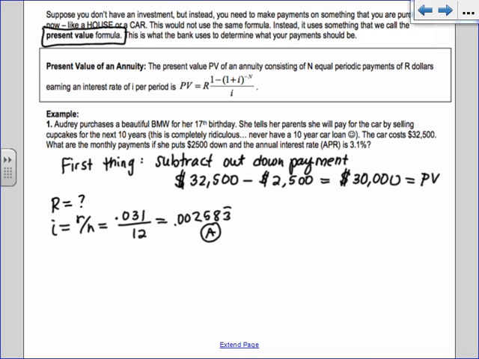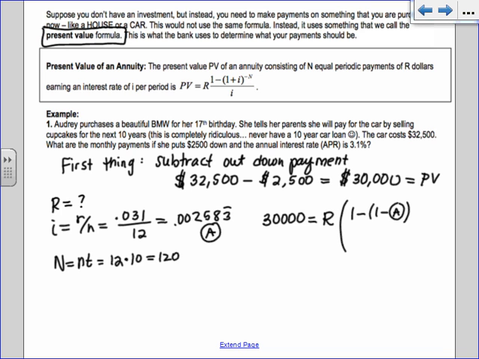All right, you could put the fraction in your equation too, but it gets pretty messy. And then N is going to be N times T. So she's paying 12 times a year, and the number of years is 10 years, so 120 payments. So we set it up, and we have $30,000 equals R, which is what we're trying to find, times 1 minus I, which we've now stored as A, so I'll circle it, meaning it's a stored value, to the negative 120.